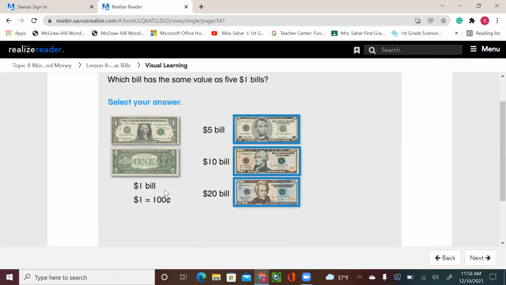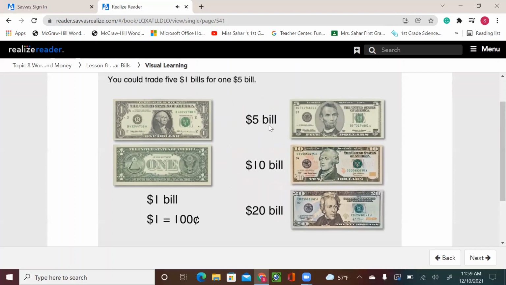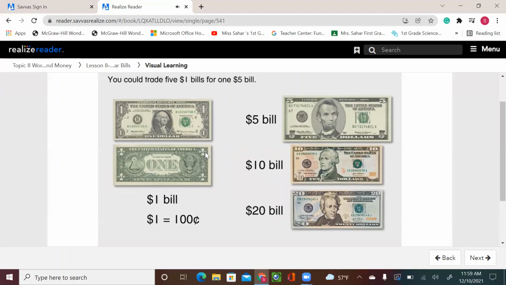All right. So this is the dollar bill, this is the sign for it, and its value is 100 cents. And this is the $5 bill, that means 500 cents. And then this is the $10 bill, and this is the $20 bill. So the question: which bill has the same value as 5 $1 bills? That means $5. One paper or one bill is worth 5 of these. Very good. You could trade 5 $1 bills for one $5 bill.